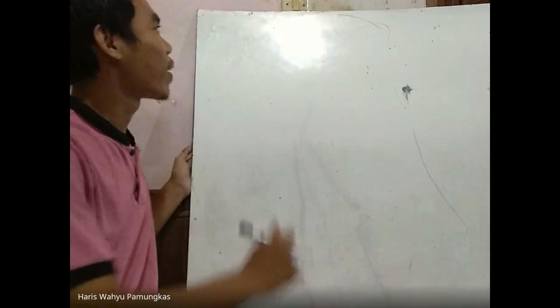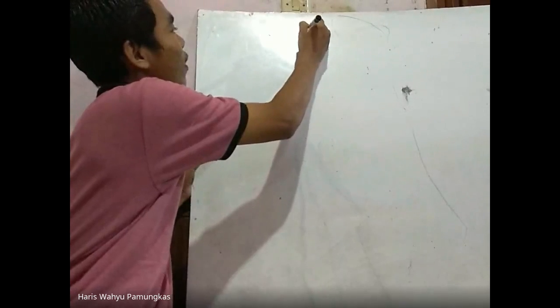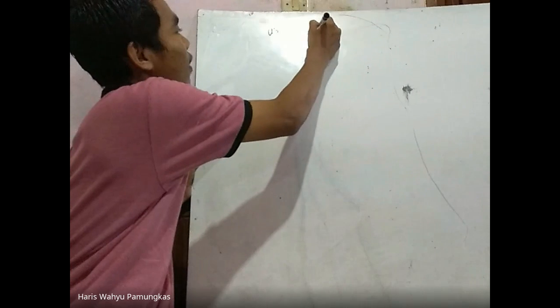I will explain the union and the intersection of set. One topic only, Mas. Satu aja, union saja, Mas. Union saja. Okay, union. Okay.